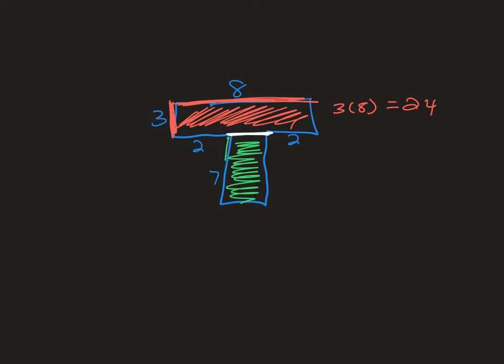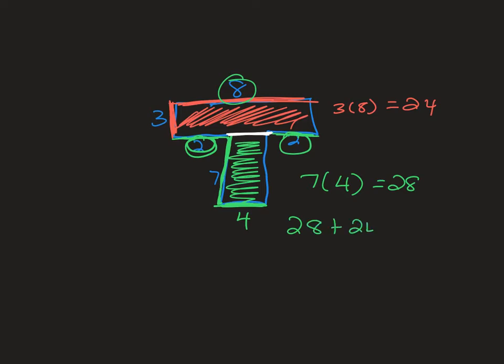Now this bottom one, it says that we have a height of 7, but we need to figure out what the width is here. Now I know that this top part is going to be 8. This whole thing here is 8. And it also says that I have 2 here and I have 2 here. So if I take these 2's away from the 8, then I'm left with 4 for the bottom. So to get this bottom rectangle, I say 7 times 4, which gives us 28. And then I add the 2 together to get my total area, which would give us 52 as your final answer.